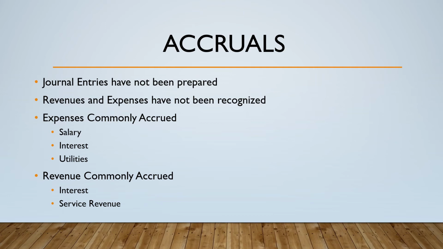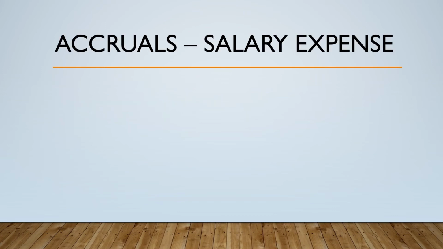The other type of adjusting entries that we look at are accruals. So with accruals, journal entries have not been prepared and the revenue and expenses have not been recognized yet. Some commonly accrued expenses include salary, interest, and utilities. Some commonly accrued revenue items that we see are interest and service revenue.